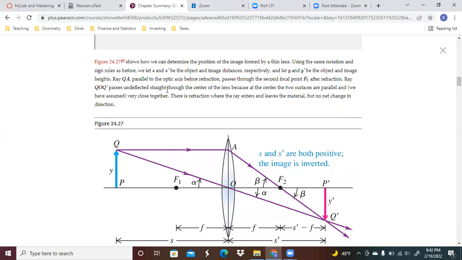Ray QA, parallel to the optic axis before refraction, passes through the second focal point here. After refraction, ray QOQ prime passes undeflected straight through the center of the lens because it is at the center of the two surfaces, which are parallel and very close together. There is refraction when the ray enters and leaves the material, but no net change in the direction.